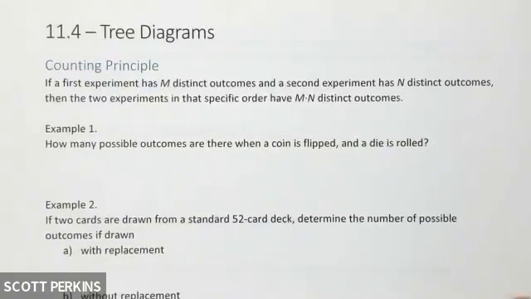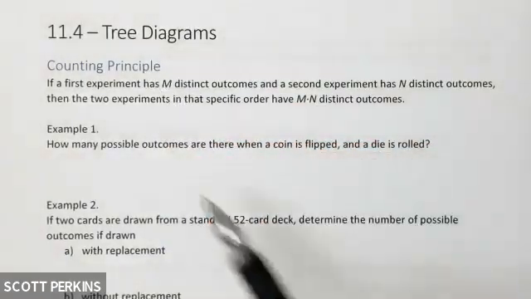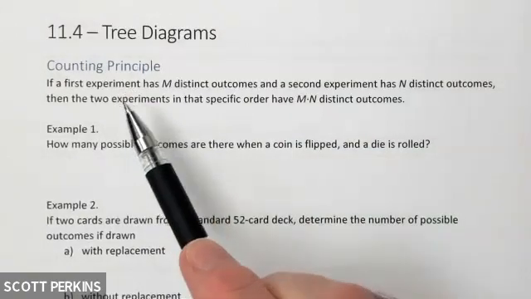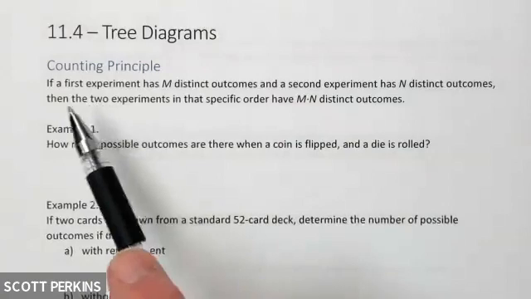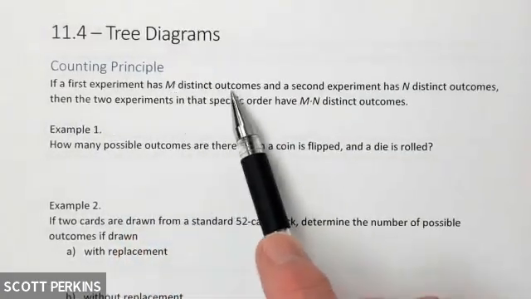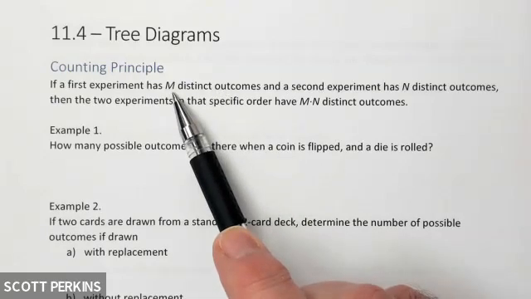So before we can get there, we need something called the counting principle. Okay, this is one of the fundamental rules in probability. And what the counting principle says is this: if a first experiment has m distinct outcomes, so m is just the number of outcomes. So for instance, if I flip a coin, how many outcomes are there? 2. Okay, so that's what m is referring to, the number of outcomes.